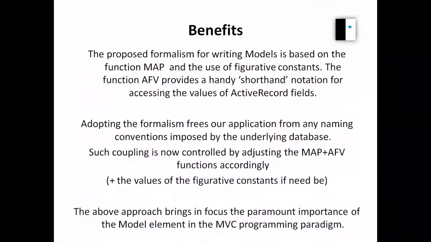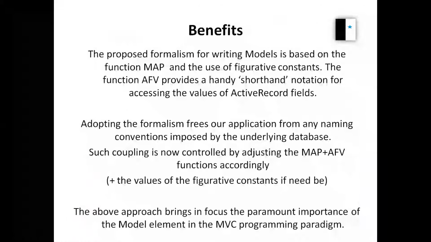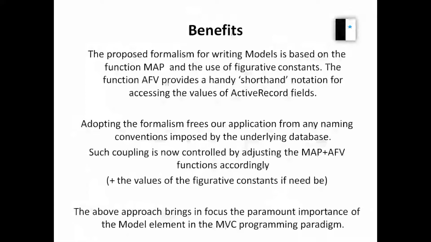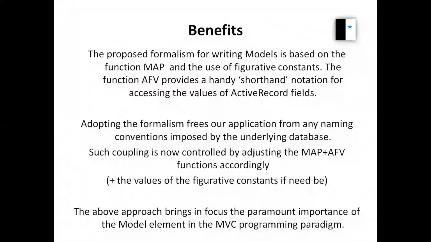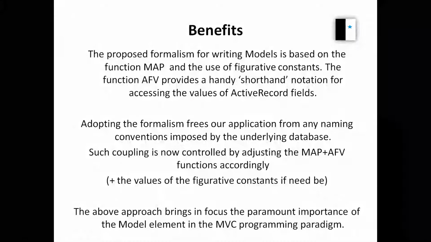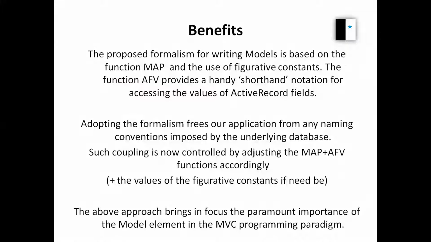So the proposed formalism for writing models is based on the function map and the use of figurative constants, actually. The function AFV provides a handy shorthand notation for accessing the values of active record fields. What are the benefits of this formalism? If we adopt it, we free our application from any naming conventions imposed by the underlying database. And I think now by doing that, the coupling of the database to our application is controlled by adjusting the map and AFV functions accordingly, plus the values of the figurative constants if need be. Also, the above approach brings in focus the paramount importance of the model element in the MVC programming paradigm.